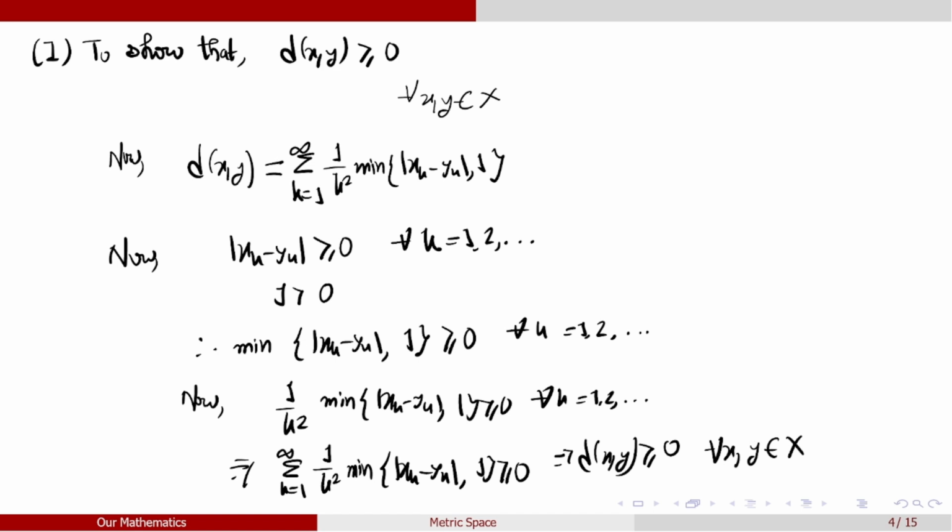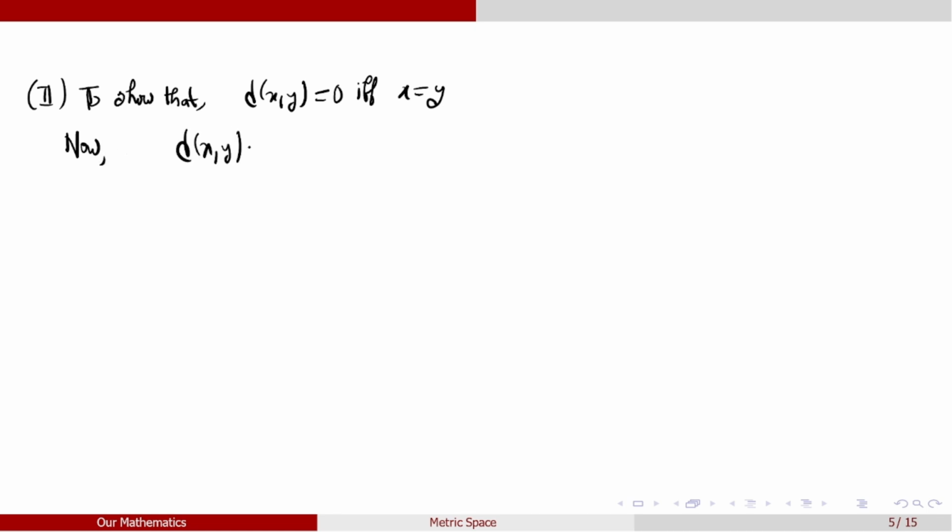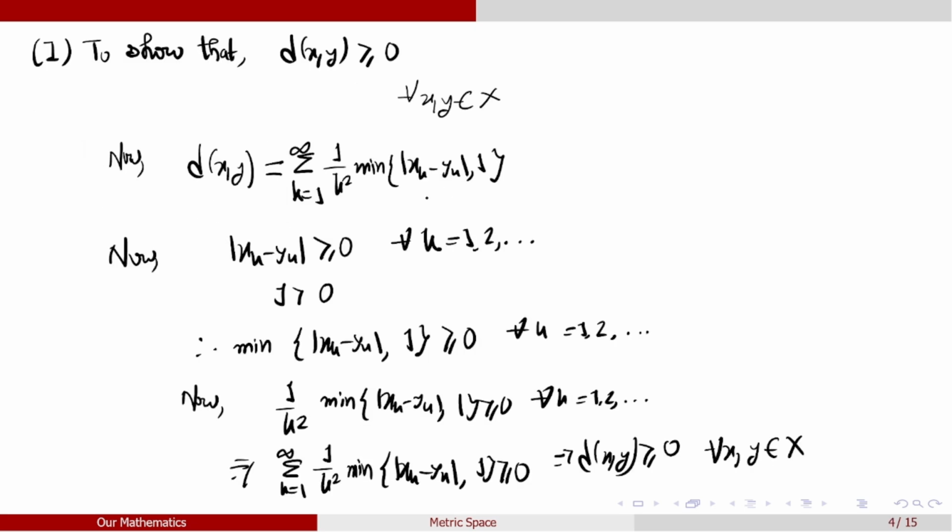Alright, I hope this first property is clear to you. Now we will move forward with the second property, that is to show that d of x comma y is equal to 0 if and only if x is equal to y. Now consider, we are considering d of x comma y equal to 0. That means summation of k from 1 to infinity of 1 by k square minimum of |xk minus yk|, 1 is equal to 0.